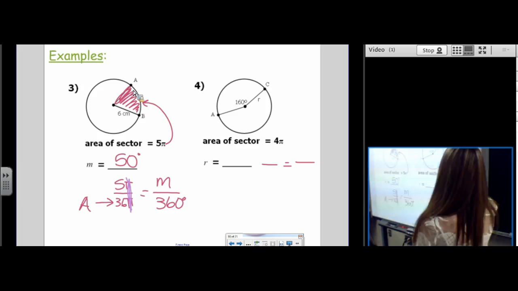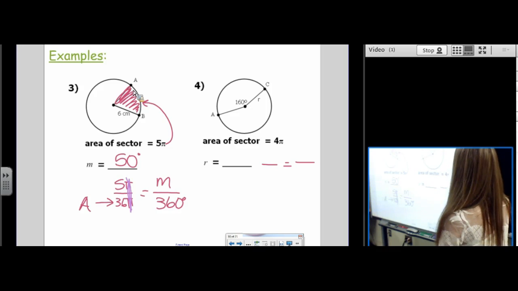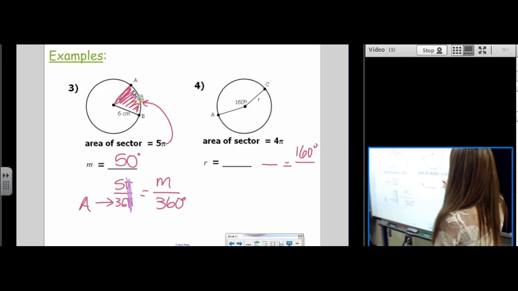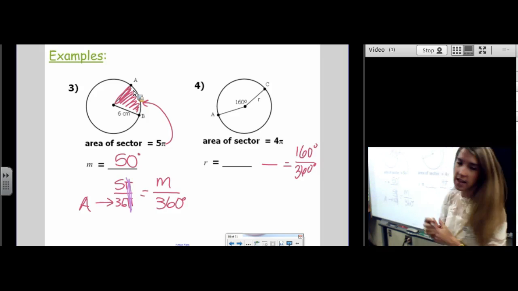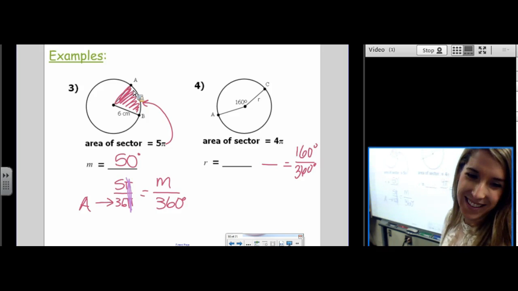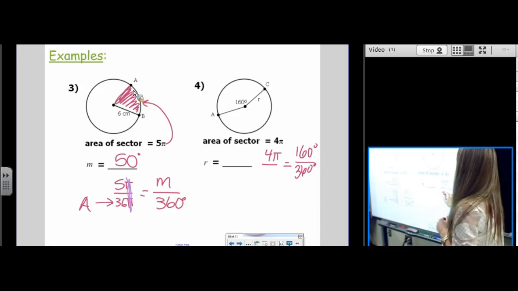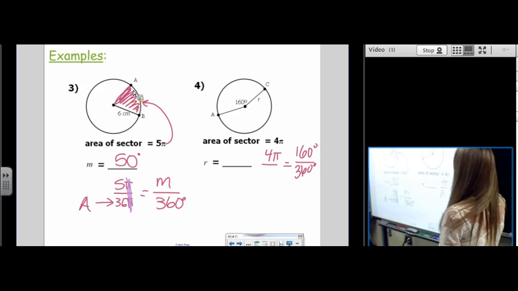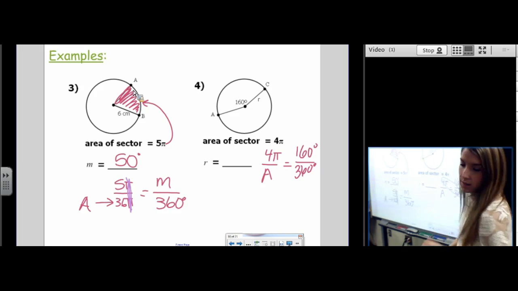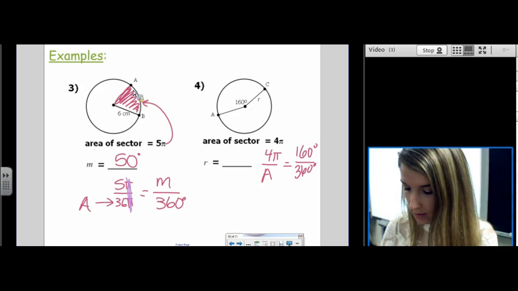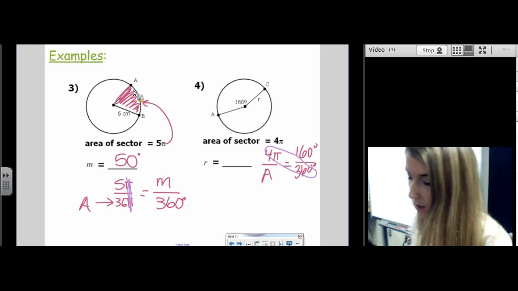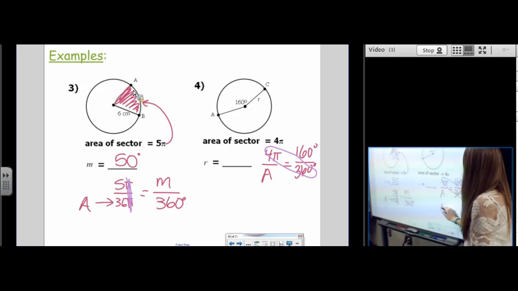Okay, so I like to put my angles first. Angle, total degrees in a circle. And now we do know the area of the sector. Usually that's our variable, but we know it this time. And I'm just going to put A as my placeholder. All right, pi's don't cancel anywhere yet. So I'm just doing 4 times 360 divided by 160. And that gives me A.